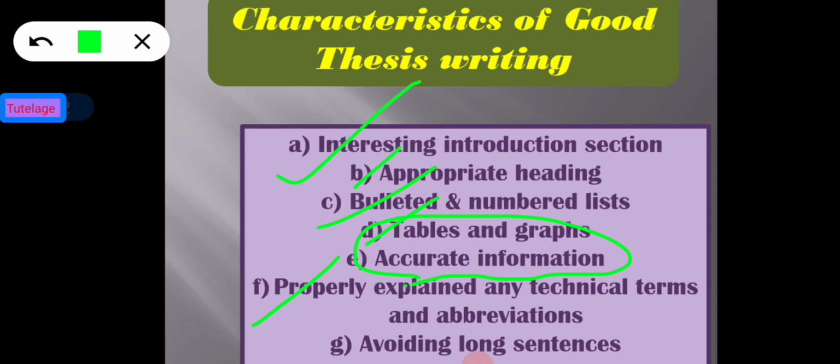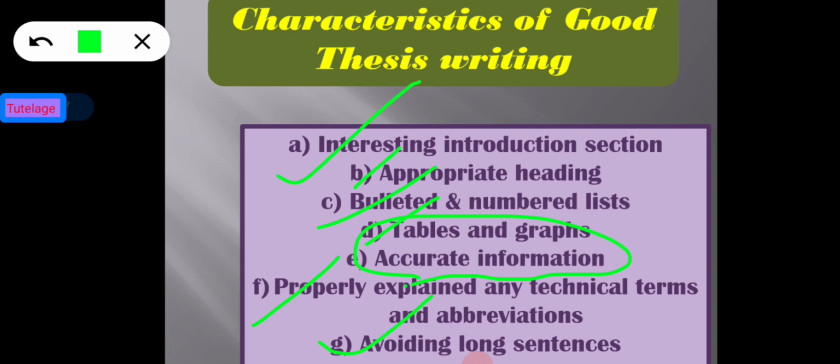And now going to the last characteristic, that is avoiding long sentences. Long sentences should be avoided as these have less clarity. Conclusions should relate to the objectives of the study, and the research questions should be answered in conclusions, and these will show that the purpose of the research has been fulfilled.